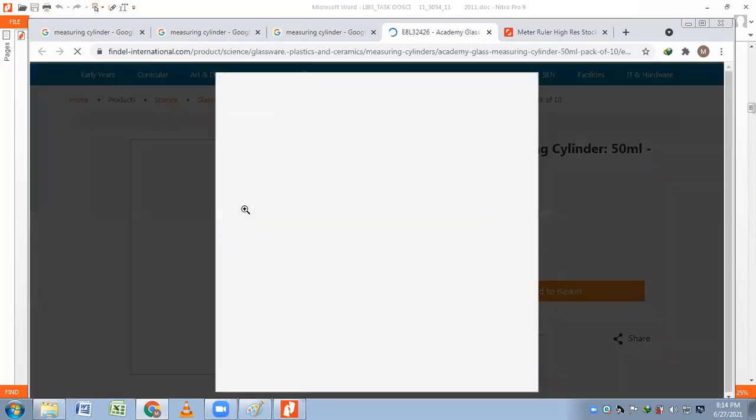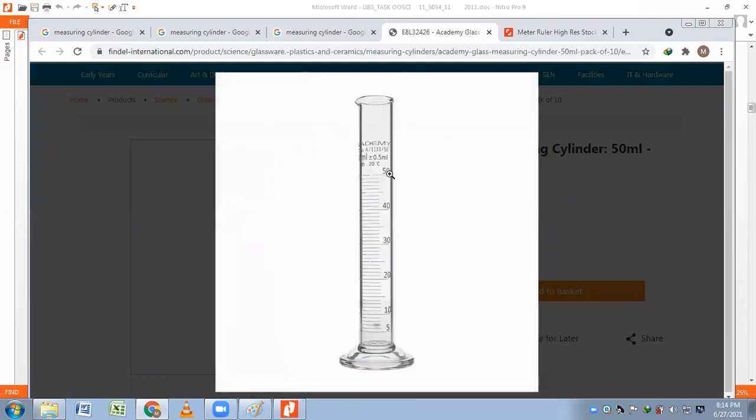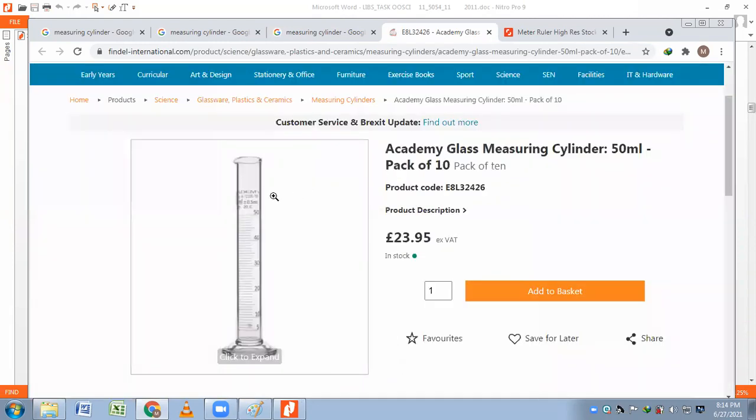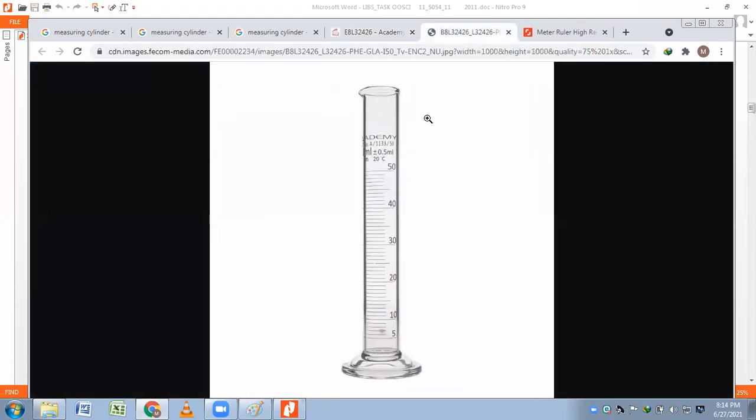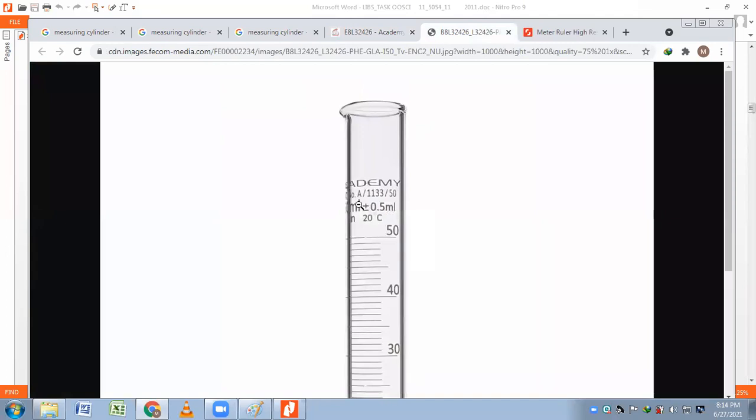Okay. Why did I pick such a high definition image? Because I want all of you to see something. Open the image in your tab. Okay, have a look.